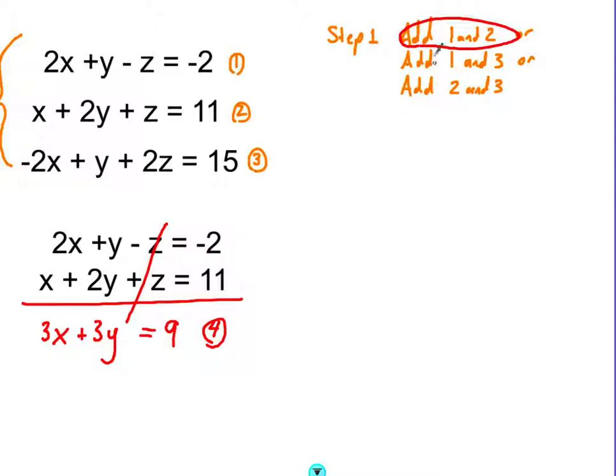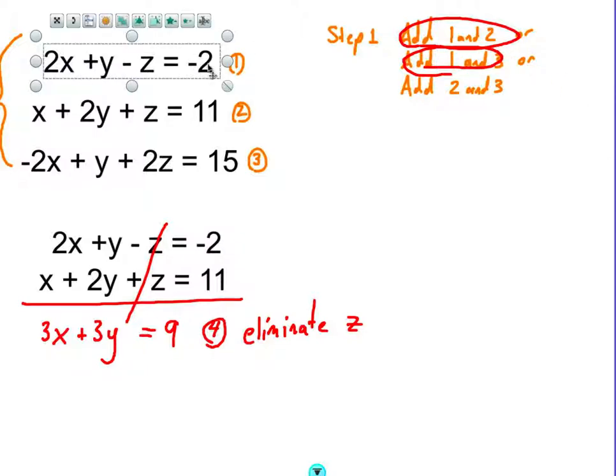So I'm still in step 1. I added 1 and 2. So now it's your choice to do either 1 and 3 or 2 and 3, but you still have to eliminate z in order for the elimination process to work. So in this example, we are going to choose 1 and 3. So I'm going to go ahead and write those next to each other.